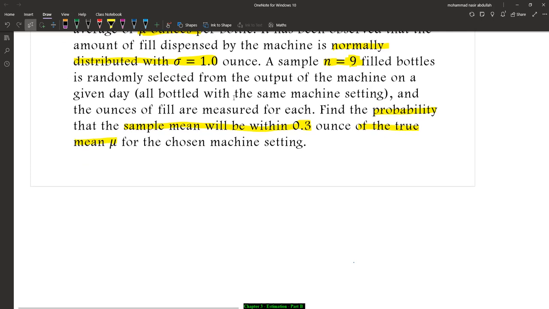So, what do they give us here? They give us the value of sigma. They give us sigma equal to 1, and we know that sigma squared is also equal to 1. n equal to 9, right? And they ask us to find the probability of the sample mean being within 0.3 of the true mean. So y bar minus mu less than or equal to 0.3 means that we want to find the probability of negative 0.3 less than y bar minus mu less than 0.3. And this is y bar because we are talking about the sample mean.